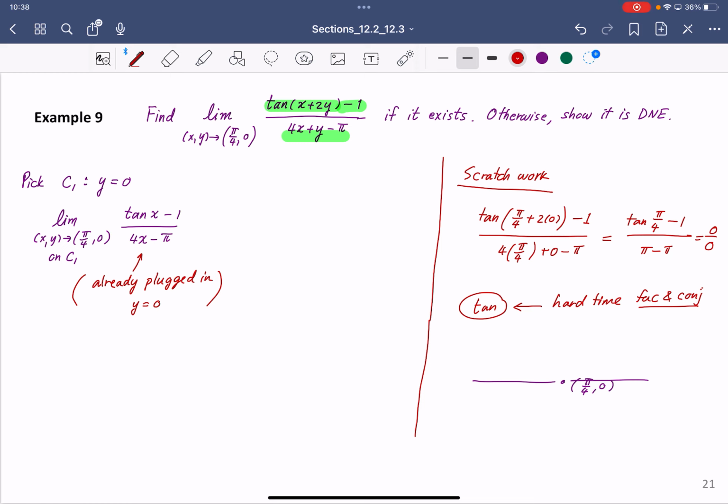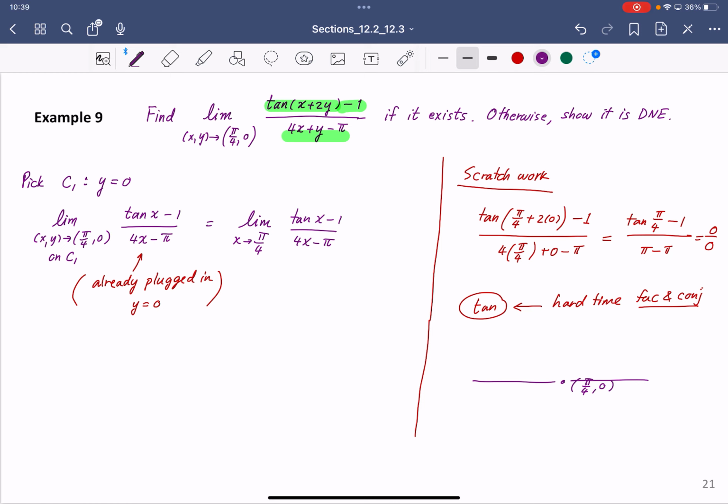0 over 0, right? Because you already plug in y equal to 0, so you have only this thing left, with x going to pi over 4. You only have x left. So this is the same thing as the limit as x goes to pi over 4, because there is no y left: tan x minus 1 over 4x minus pi. So what is the limit here?